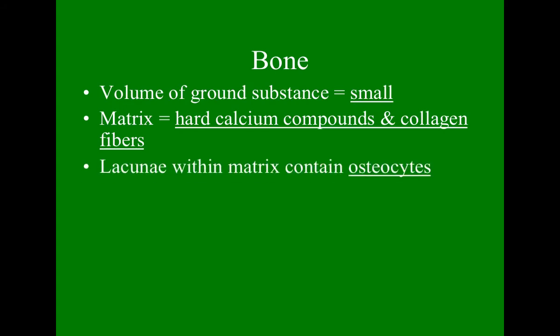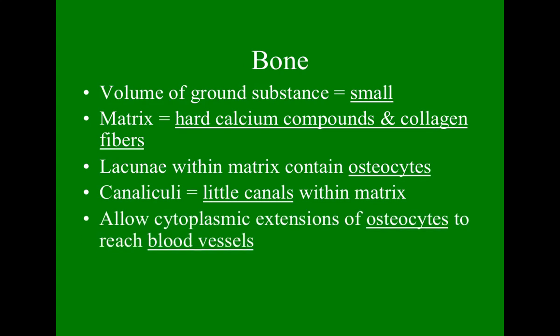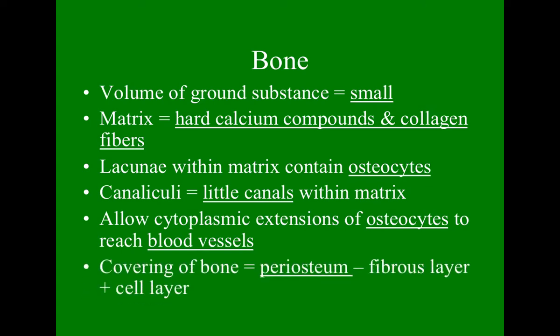Within the bone, we still have those lacunae, and in them, they have the bone cells, the osteocytes. In addition, the calcium deposits that are present in the matrix are impermeable. In order for diffusion to happen, we need little pathways for that to occur, and that is the canaliculi. These are little canals that allow the cytoplasmic extensions of the osteocytes to work near the blood vessels. It also allows materials from the blood vessels to diffuse to the cells themselves. On the outer layer covering of bone, you have a periosteum, which includes a fibrous layer as well as a cell layer.